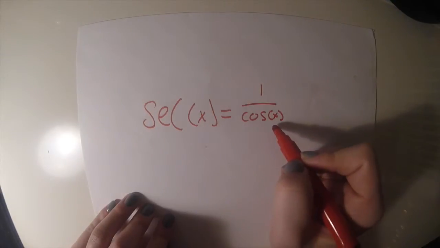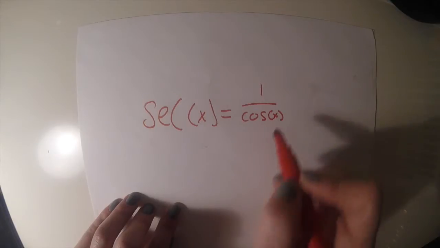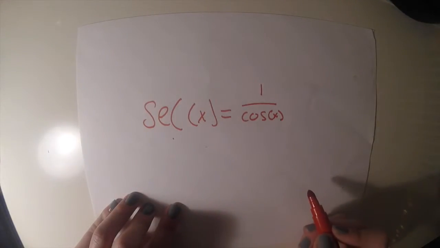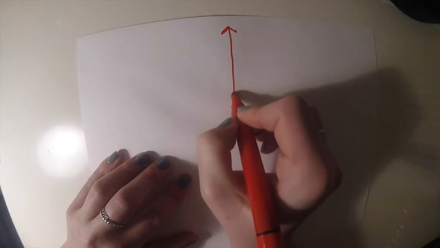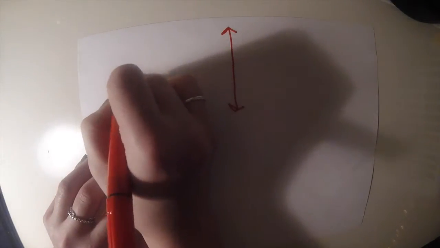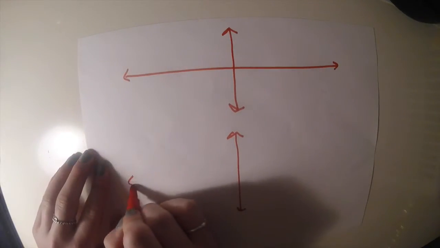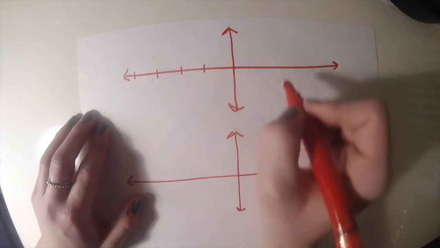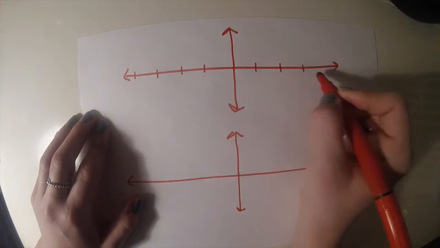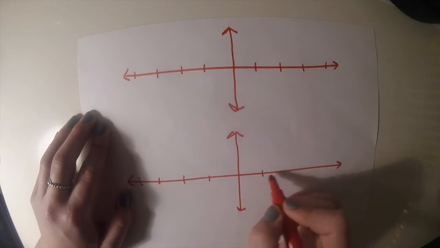So since cosine of x is on the bottom here, wherever cosine of x is zero is going to be the asymptote of secant. When you draw the two graphs, what I like to do is draw them one on top of the other, just like this. When you finish drawing the cosine graph, you're able to just drop the asymptotes right down to the other graph. It makes it really simple, really easy.